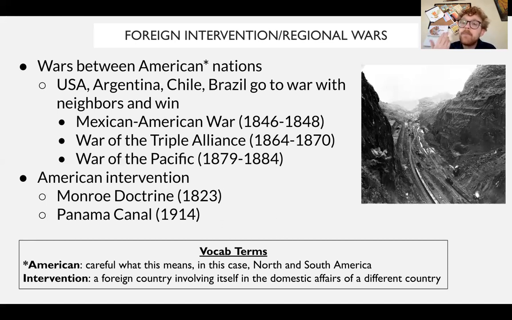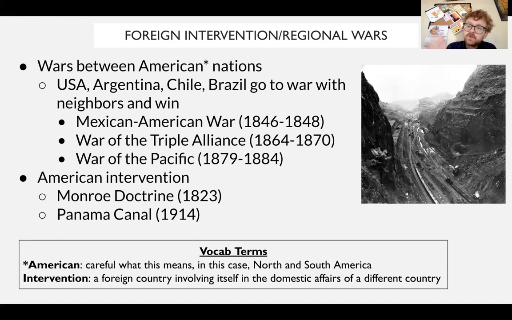We need the Panama Canal. We need a canal to connect the East Coast of America and the West Coast because it takes so long to get around South America. Let's cut it in half by cutting Central America in half. And we're going to see America get this through intervention in Colombia.